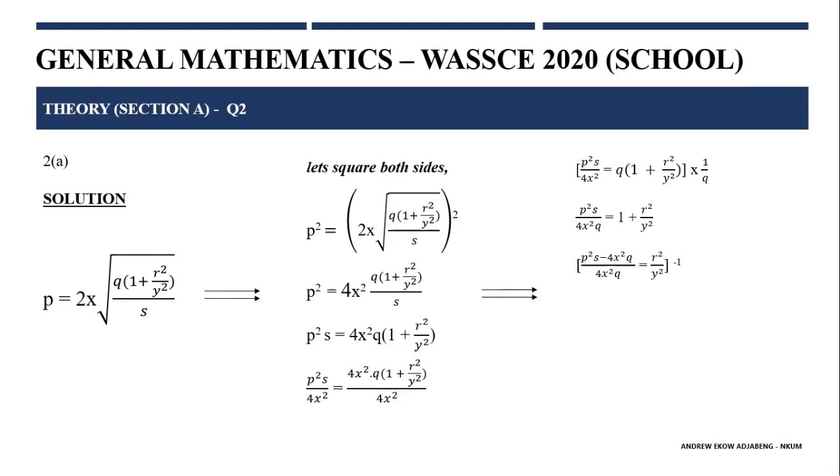Then we have both sides, so we have that minus 1. And then we take the square root of both sides, leaving our answer now as 2x over q all over p squared x minus 4x squared q. Then we now make y the subject, which is equal to 2xr root q over p squared x minus 4x squared q. So this is how to make y the subject.